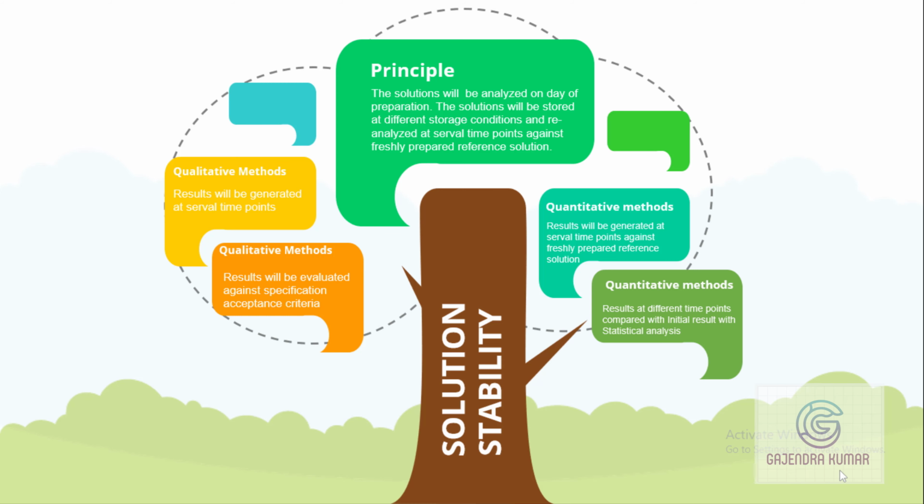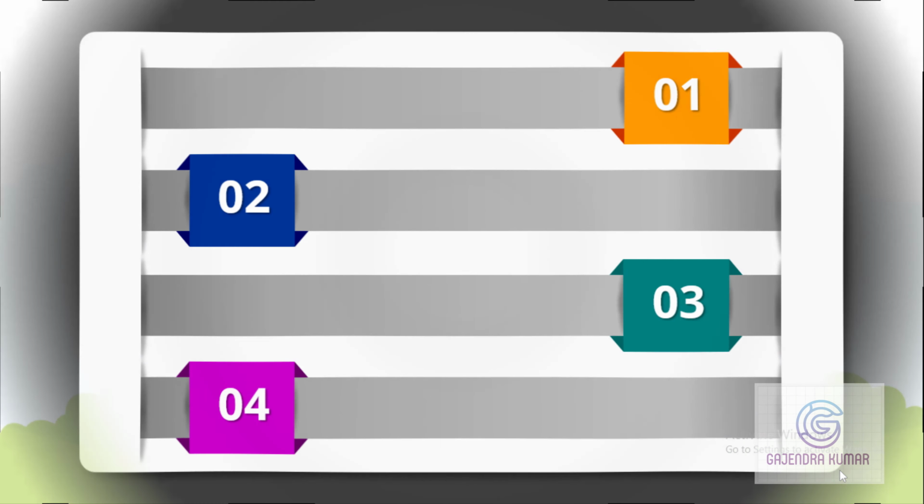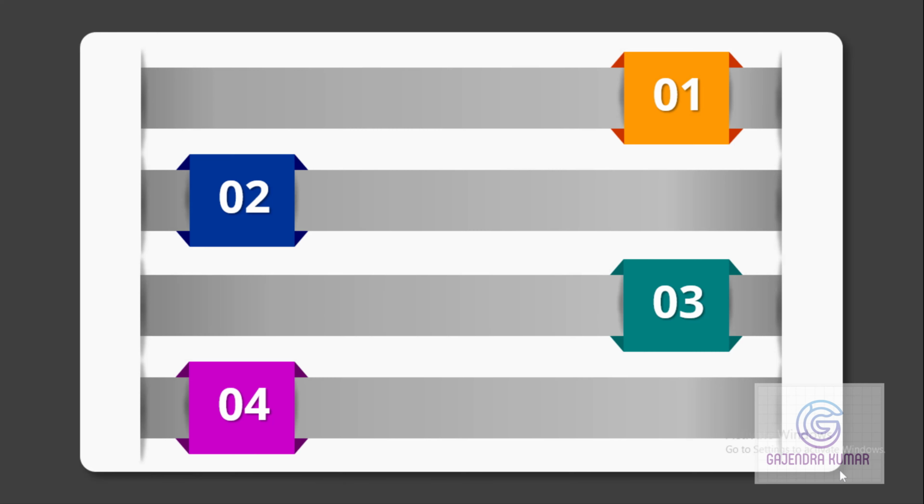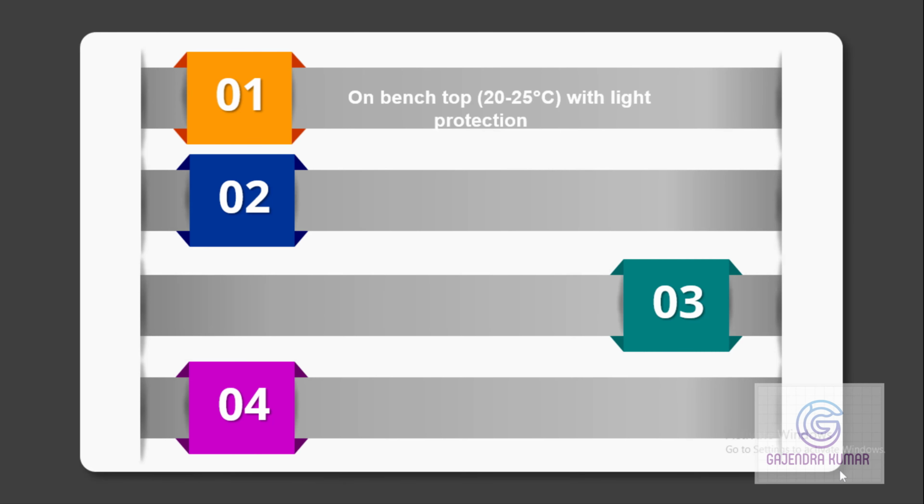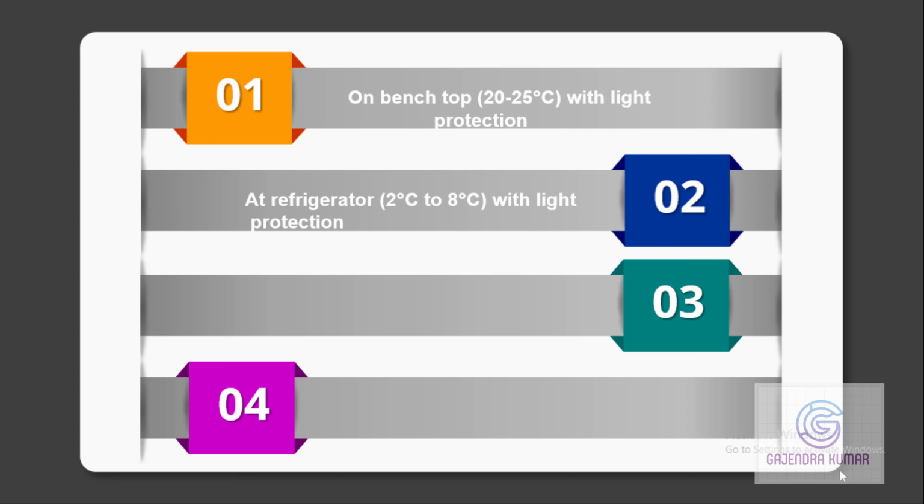What are these different storage conditions? If you want to check the impact of temperature only, then you need to store your solution by protecting it from light. So you need to store your solution on the benchtop, protected from light. That is, a typical temperature of 20 to 25 degrees. Similarly, you need to store your solution in a refrigerator, protected from light.